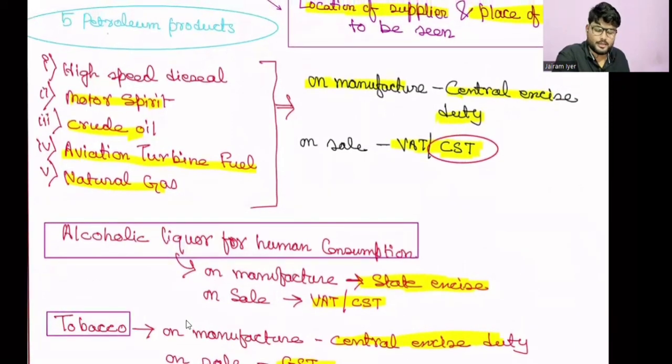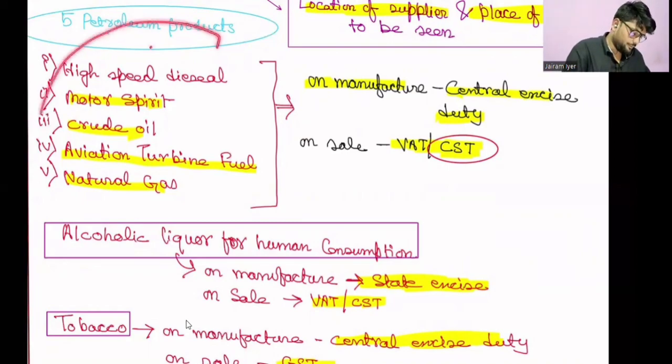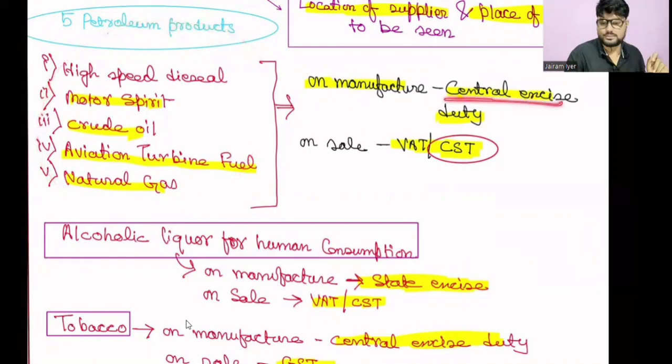I know these things are not there in the book, and that is why I provided this note additional to you. So the smaller points or MCQ points, so that during the exam when you start revision, all these things click in your mind. So these 5 petroleum products right now are attracting central excise duty on manufacture and on its sale, VAT or CST as the case may be.